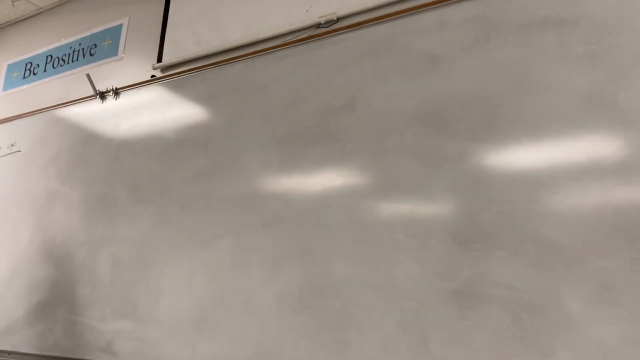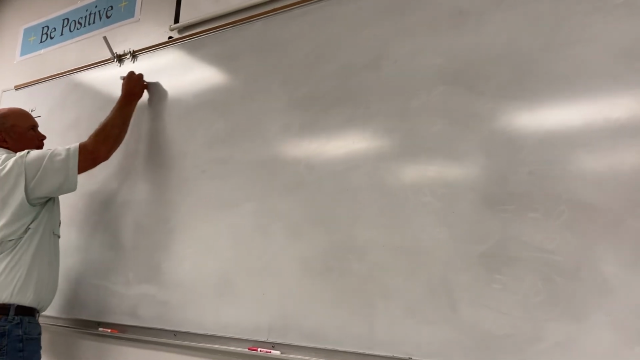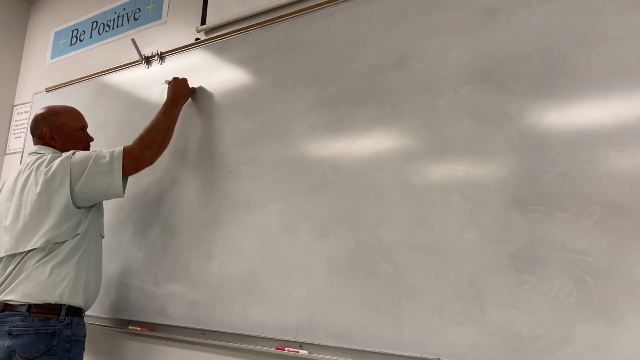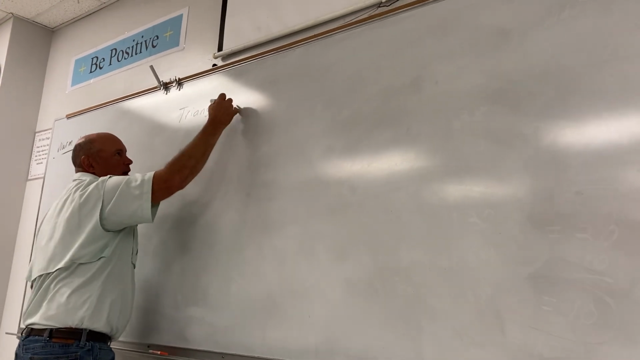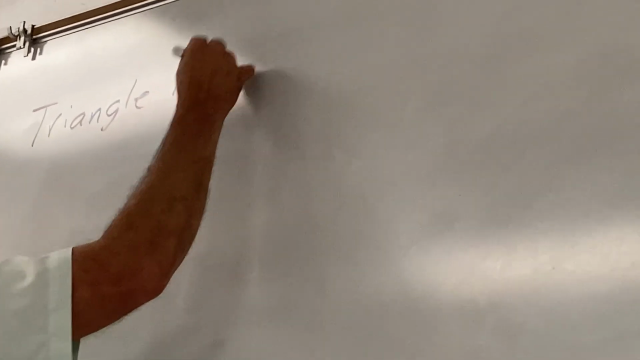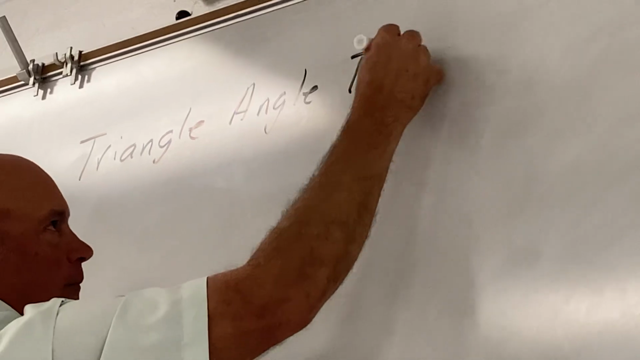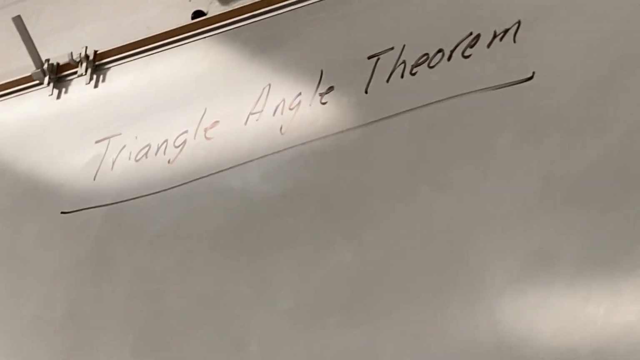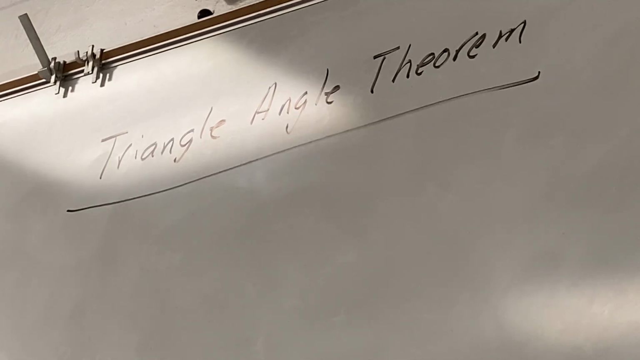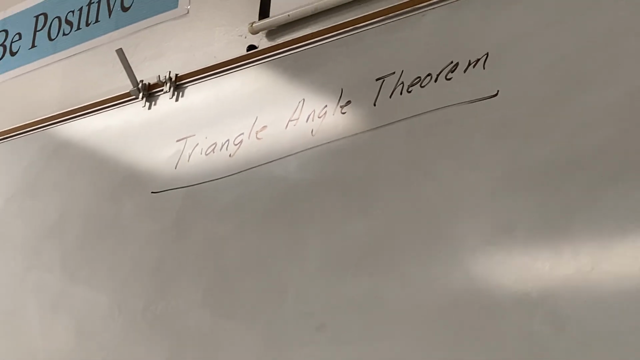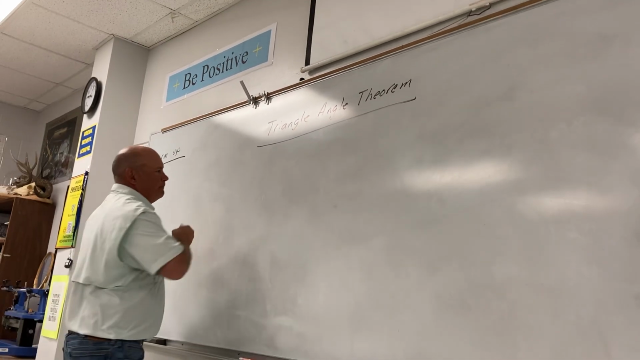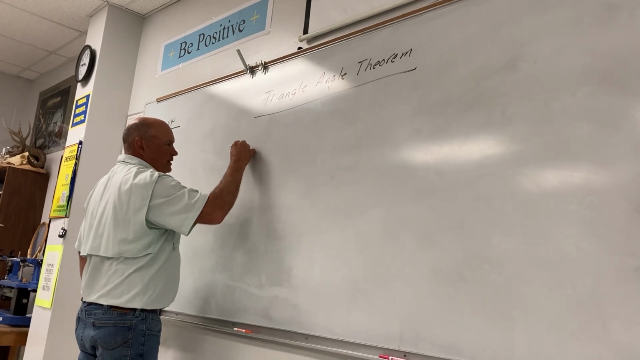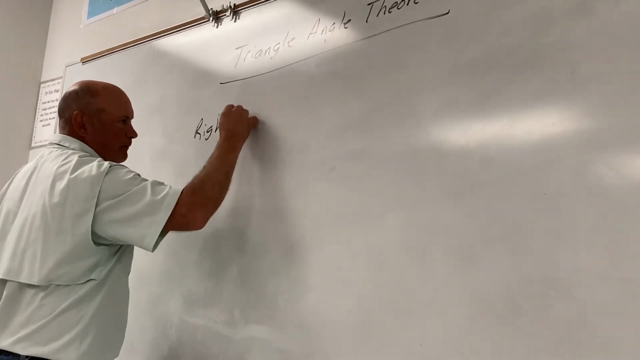Angle theorem. It's pretty easy because I think you already know most of what we're talking about today. But let's talk about it. Triangle angle theorem. Okay, now we have different types of triangles, so let's start with talking about some of the names of a triangle. Let's start with this one. This is a very popular one.